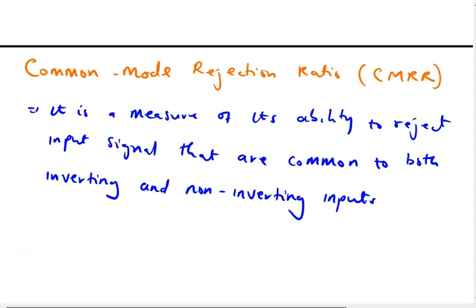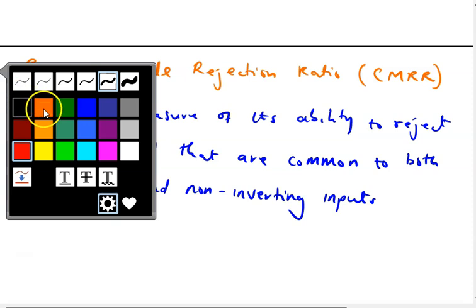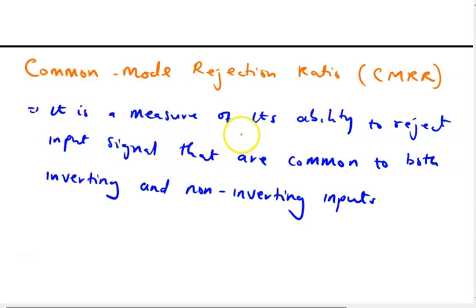So we have inverting and non-inverting inputs, and they might have similar signals. The signals might be the same. So the CMRR, right, is the measure. We are measuring the op amp's ability to reject input signals that are common to both the inverting and the non-inverting input. So that is the common mode rejection ratio, right?